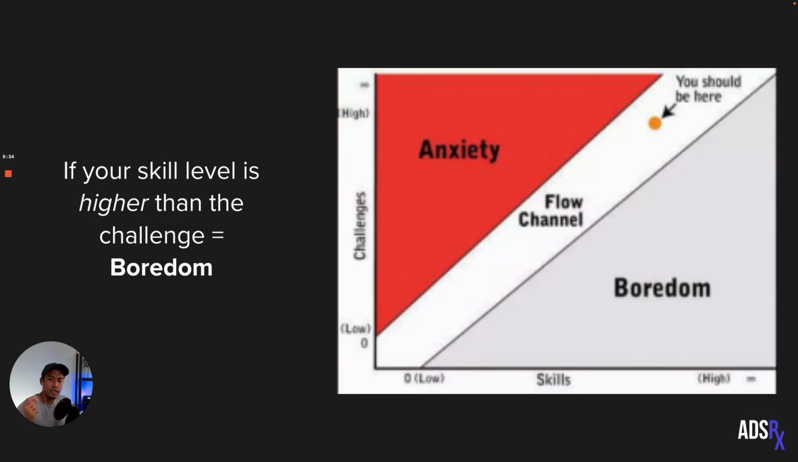If your skill level is higher than the challenge, it equals boredom. Okay, so I found this really cool chart online where if you have more skills than the challenge at hand, you're going to get bored, right? If you're too good at something, if you're playing a level 1 and you're level 10 at this video game, it's going to be boring, right?